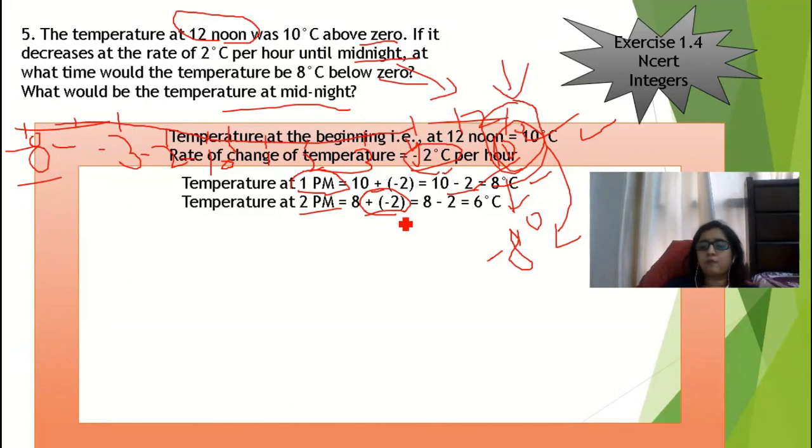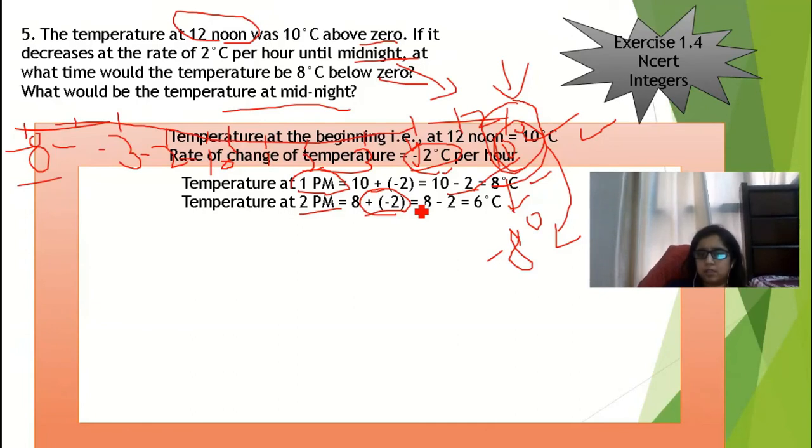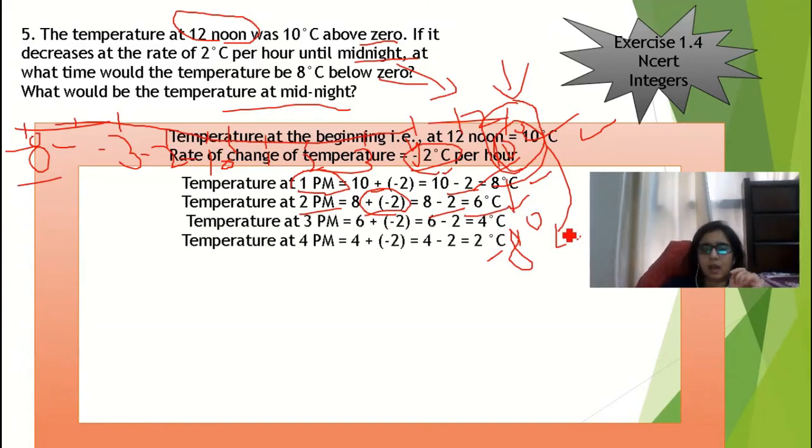Why do I have to add this? Because I have already taken this 2 as a negative. That's why I have to add this number, although we have to subtract these numbers from each other, because this plus and this minus will become minus. The temperature at 2 pm would be 6 degrees Celsius, and the temperature at 3 pm would be, we will add this 6 degrees plus minus 2 degrees Celsius and we will get the answer 4 degrees Celsius.